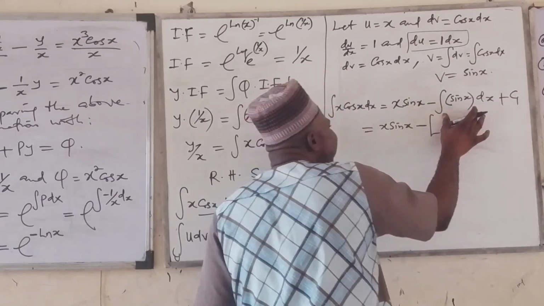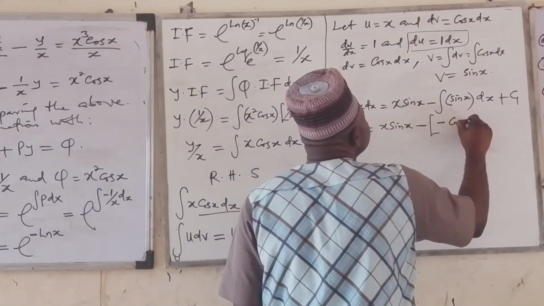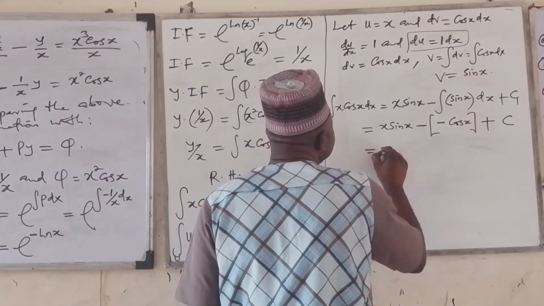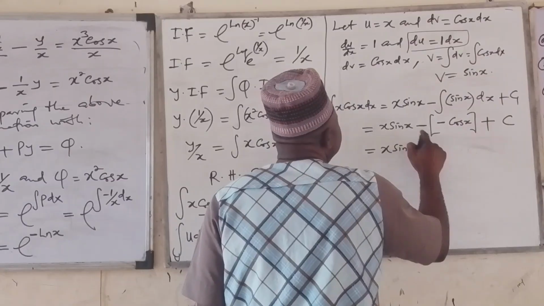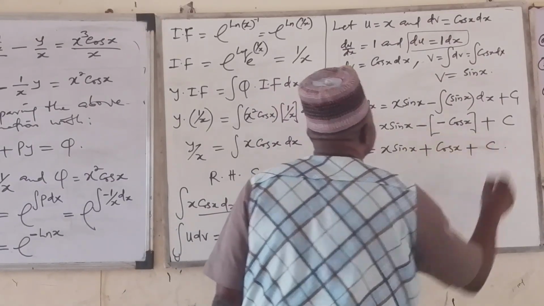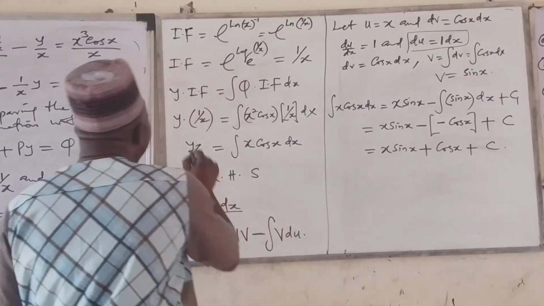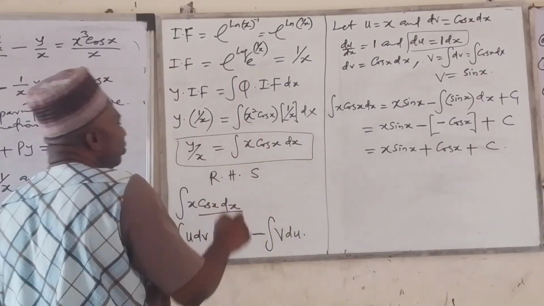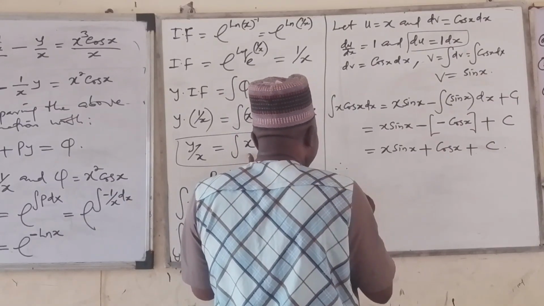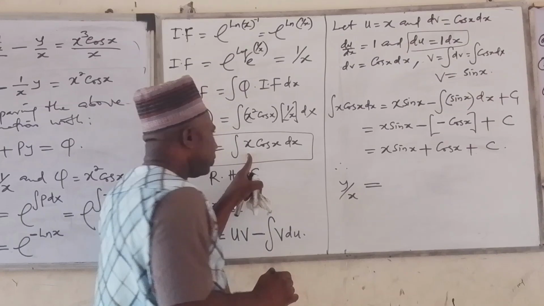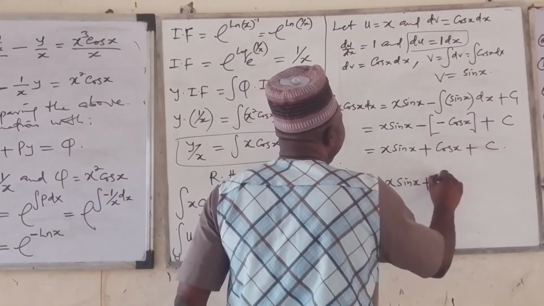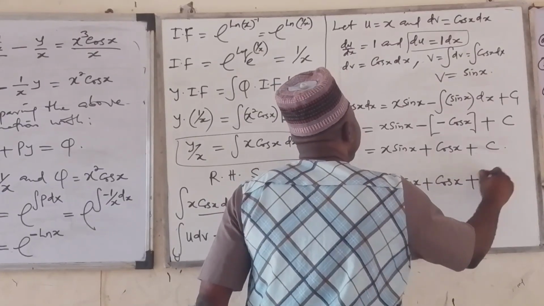now when you integrate sine x, it gives minus cos x. Then here we have plus c. So it means the whole of this now will be x sine x, minus minus is plus, so we have plus cos x plus c. So remember, here we have y all over x equal to the integral of x cos x dx. So it therefore means that y all over x will be equal to x sine x plus cos x, then here we have plus c.